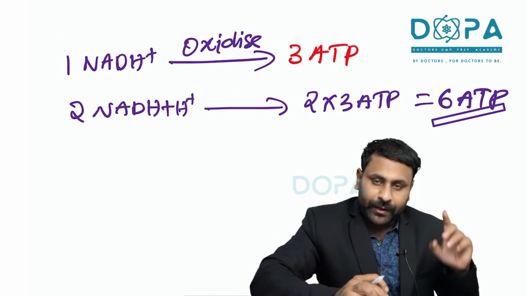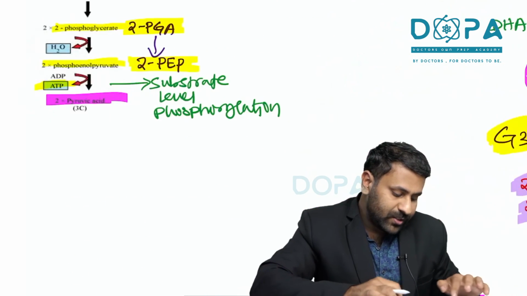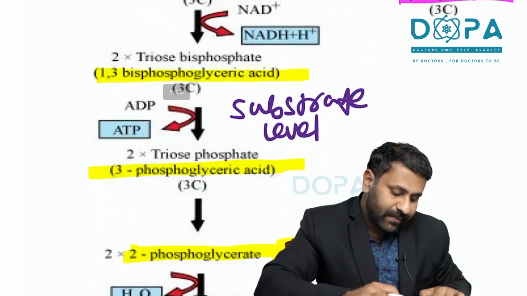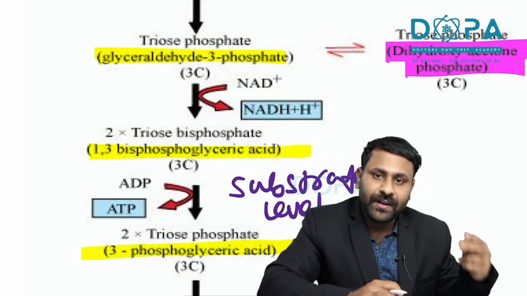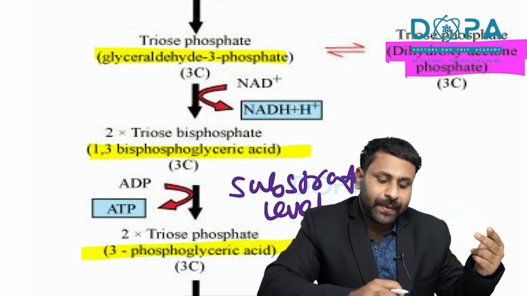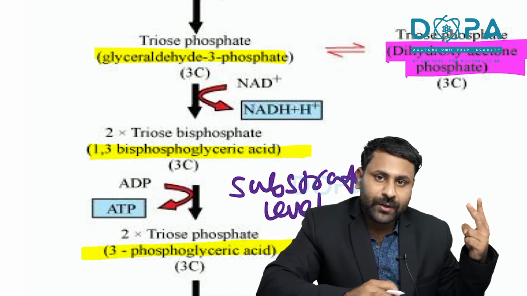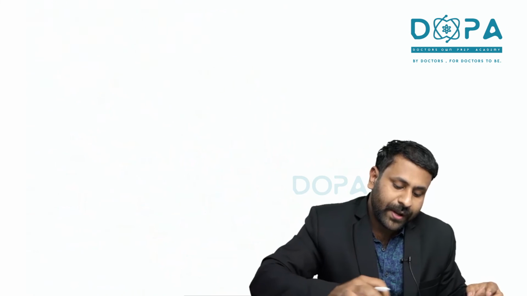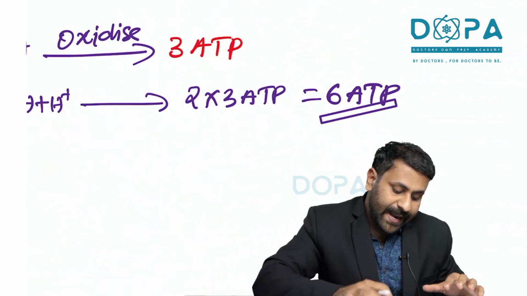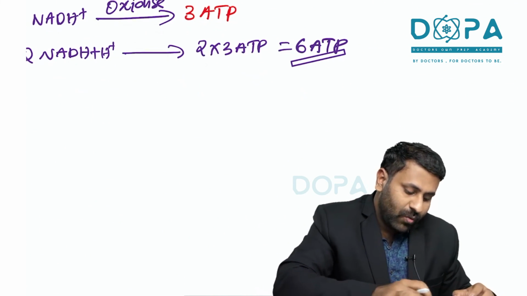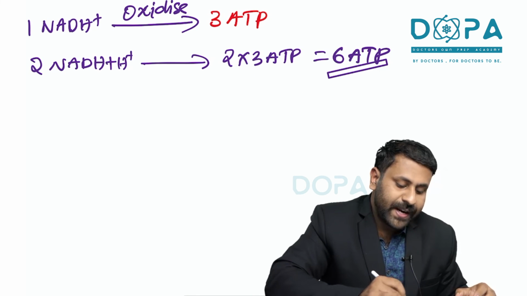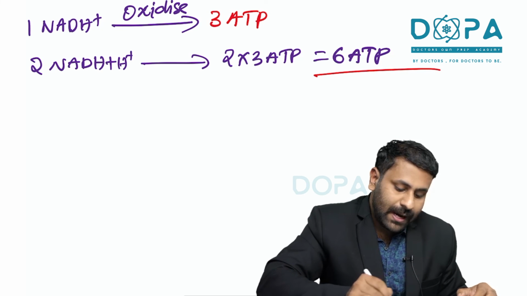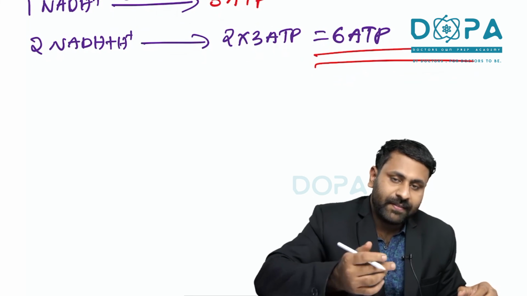Totally 2 G3Ps are formed in this step. Glyceraldehyde 3-phosphate, totally 2 molecules are formed. Each G3P can produce 1 NADH. Thus totally 2 G3Ps are there, so 2 NADH are formed. 1 NADH can produce 3 ATP, so 2 NADH can produce 6 ATP. 6 ATPs are formed from NADH.